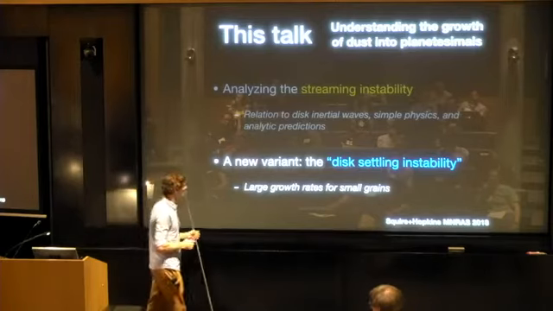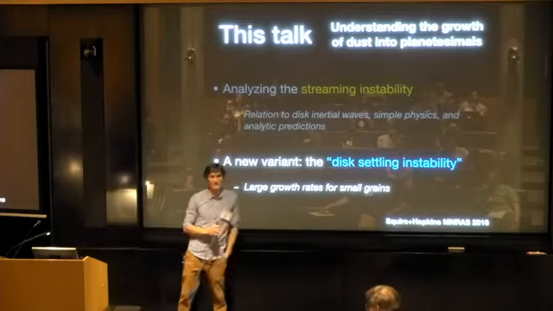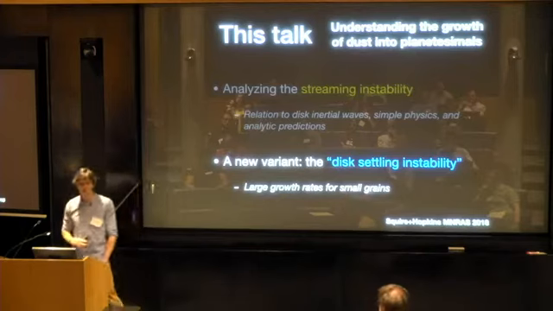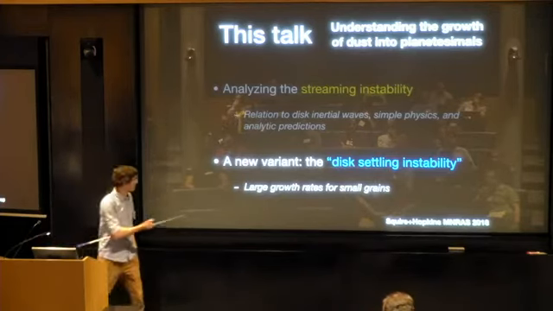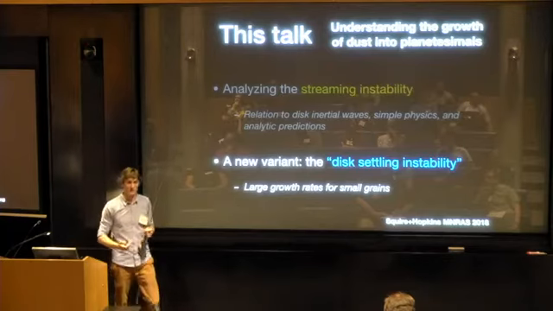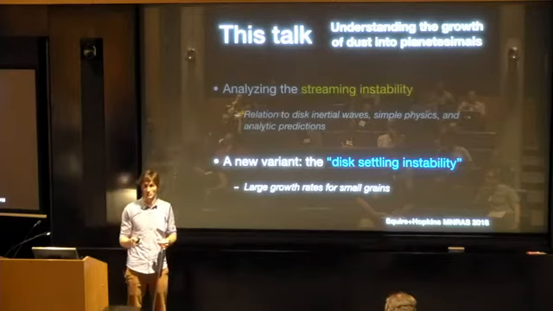Okay, so that now brings me to this new variant, the disk settling instability, which is sort of the cousin of the streaming instability in a way, with the big difference that it has large growth rates for small grains, so there's no dependence on the grain size anymore of the growth rate.